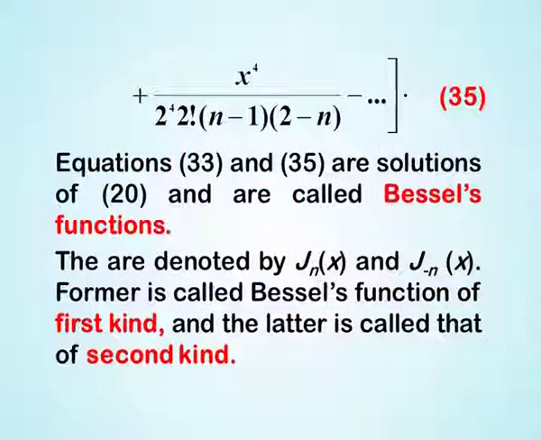One is called the Bessel's solution or Bessel's function of the first kind. We denote it by J_n(x), and the subscript we call the order of the Bessel function. The second is called the second kind, and we denote it by J_{-n}(x). x is a variable, and minus n is the order of the Bessel function.